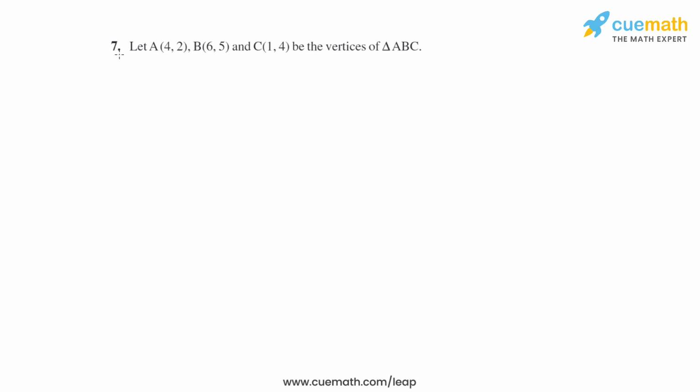Seventh question. Let A(4, 2), B(6, 5), C(1, 4) be the vertices of triangle ABC. Then there are 5 parts. We'll do them one by one.